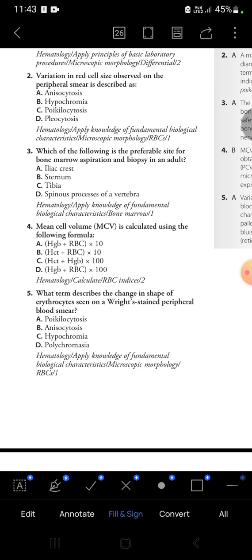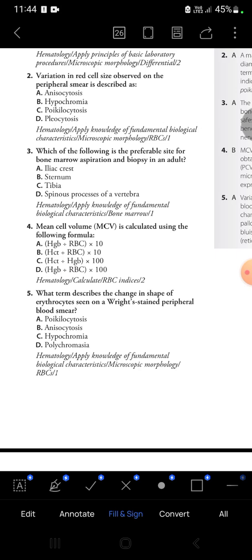So getting a bone marrow sample is much easier, so you don't have to mess with the nerves and other things. Fourth question: mean cell volume is calculated using the formula hemoglobin divided by RBC into 10, hematocrit value divided by RBC into 10, HCT divided by hemoglobin into 100, or hemoglobin divided by RBC into 100. So the answer is B.